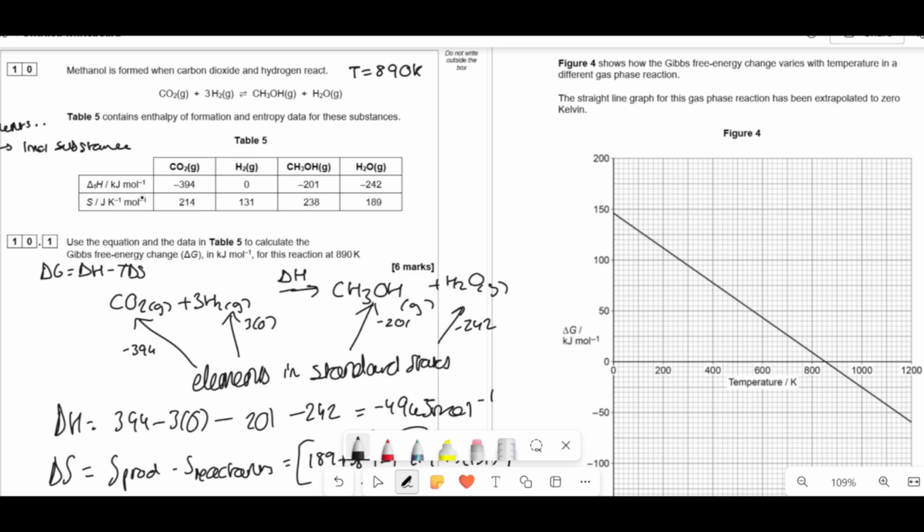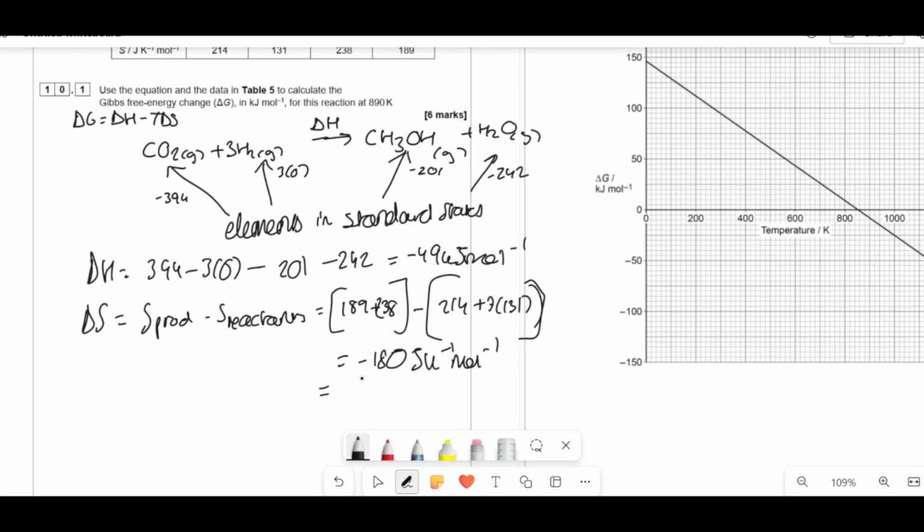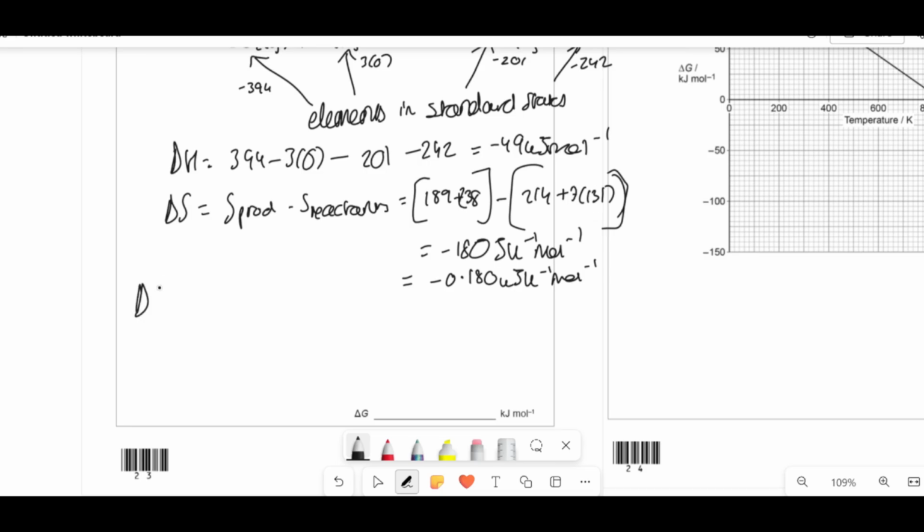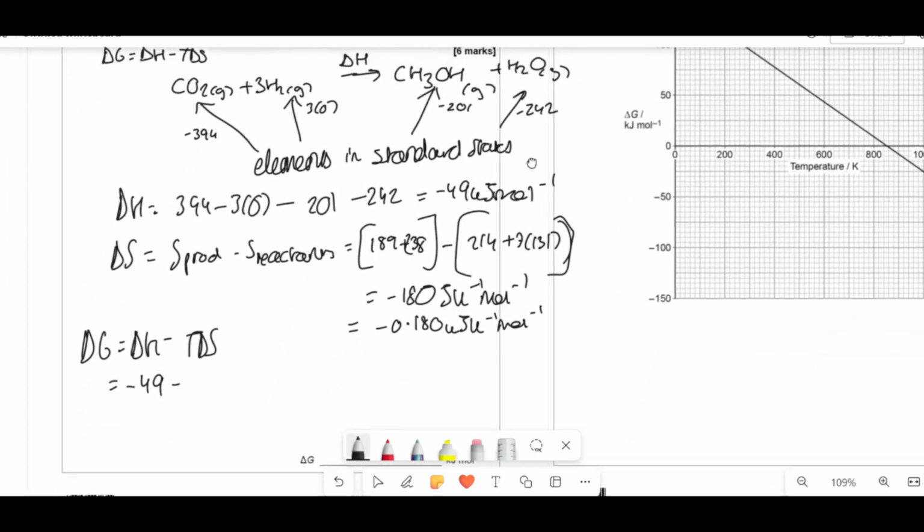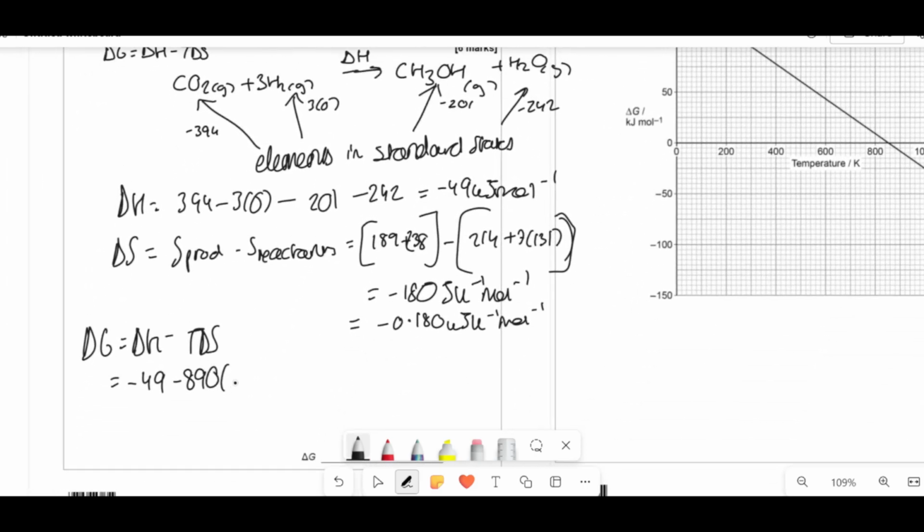But here that is in joules, so we need to convert this into kilojoules per Kelvin per mole. So if divided by thousand, it's going to be minus 0.180 kilojoules per Kelvin per mole. So then delta G equals delta H minus T delta S. It's going to be our delta H, which is minus 49, minus the temperature, which they told us is 890 Kelvin, and then times delta S, which is minus 0.18.